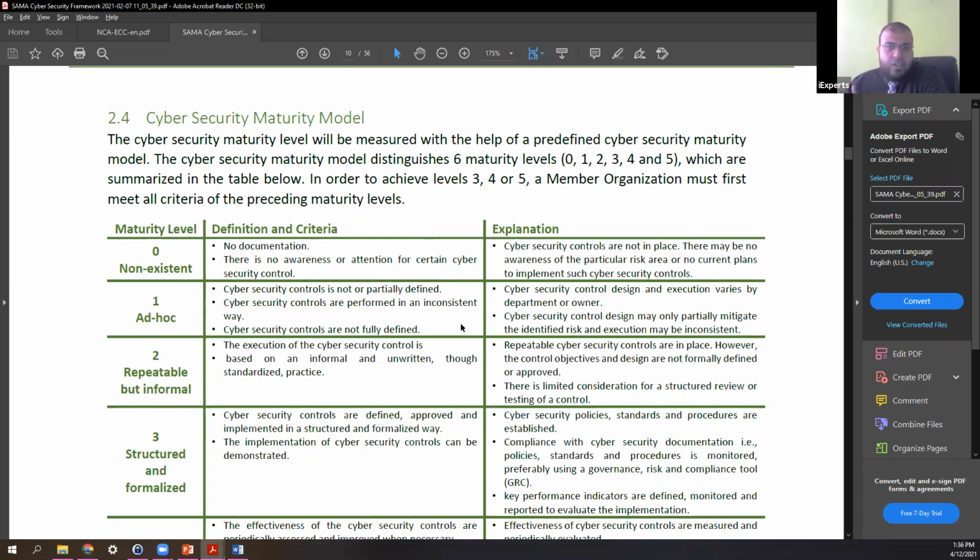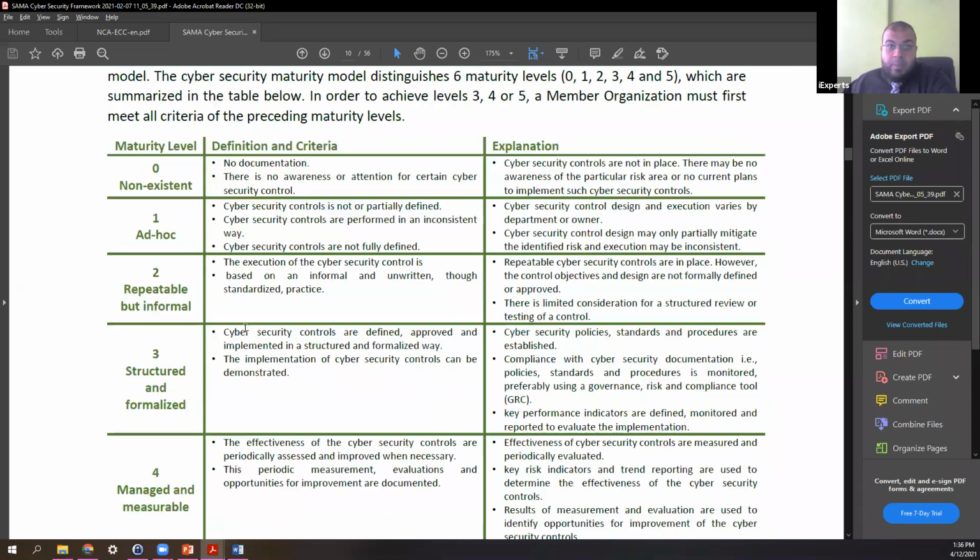Yeah, I can touch that you are trying to be compliant. This is level 1. Level 2, repeatable: you have some activities repeated here. Fine. So the execution of cybersecurity controls is based on the informal or unwritten, through standardized and so on. So at the end of the day, is this something repeated?